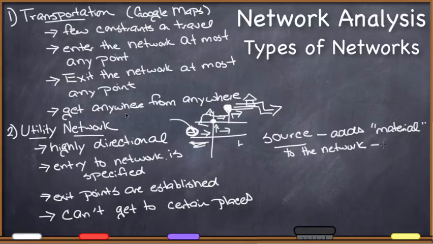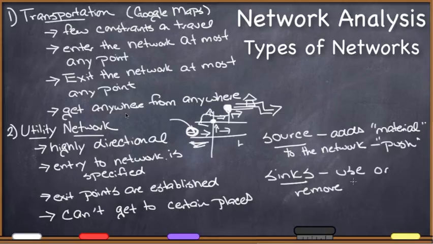In effect, it acts as a push. You can think of all of the sources pushing the material in the network away from them, because we've got this highly directional flow. The flow is flowing away from the sources. The material comes in at the source and flows away from it. Where does the material flow to? Well, it flows toward sinks, and sinks use or remove material, whatever it is, from the network.